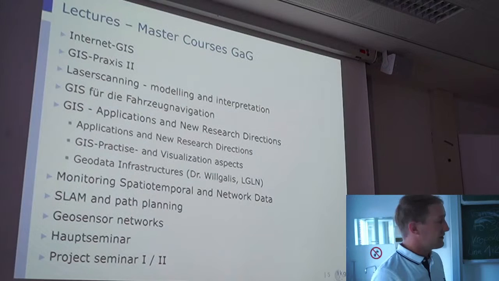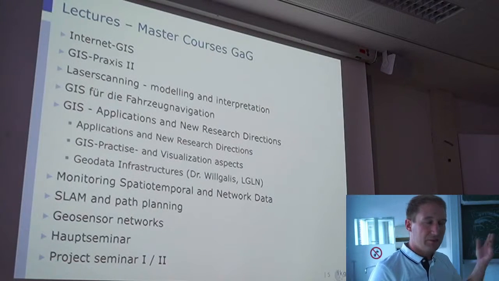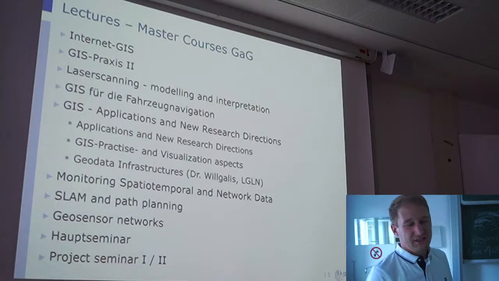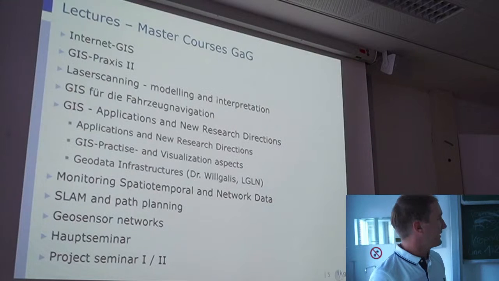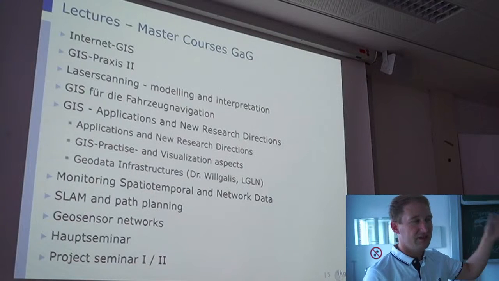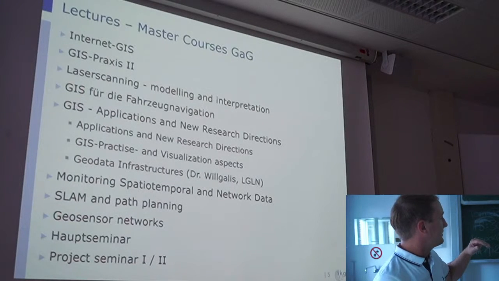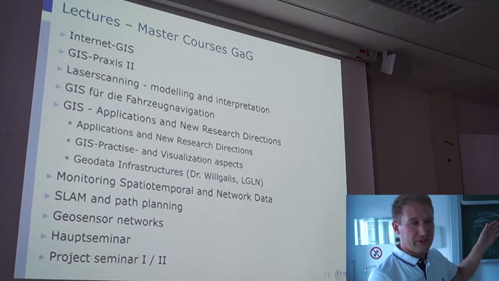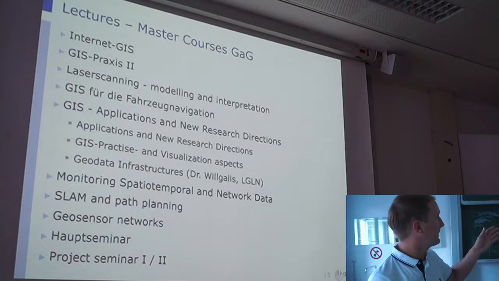GRS for Fahrzeugnavigation, so for navigation applications. It's just like it says, right? It's navigation purposes, so which algorithms could be used, Dijkstra, A-star, whatever, and what else is important for doing navigation for vehicles and so on.